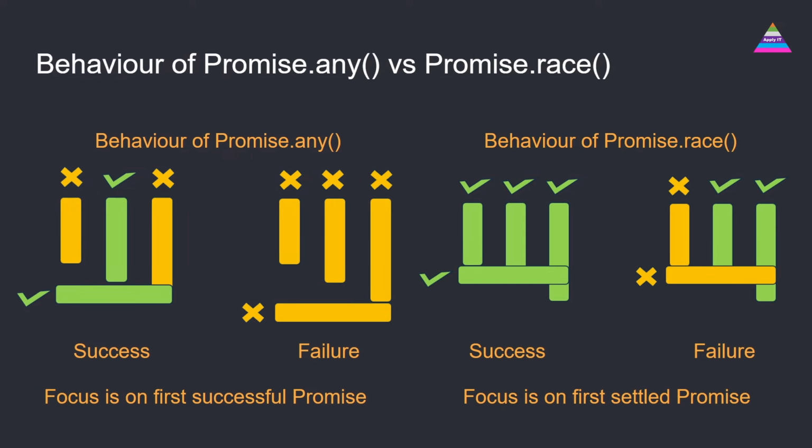If you put them side by side, it will be like this. You can easily observe the difference between Promise.any and Promise.race. Promise.any focuses on the first successful promise, which we can see here, whereas the Promise.race method focuses on the very first settled promise. You can see here that Promise.race is focusing on the very first settled promise.